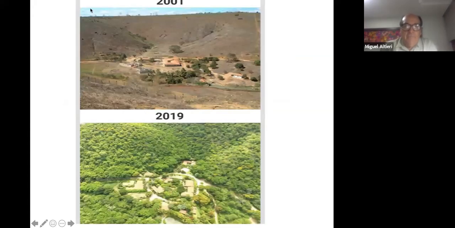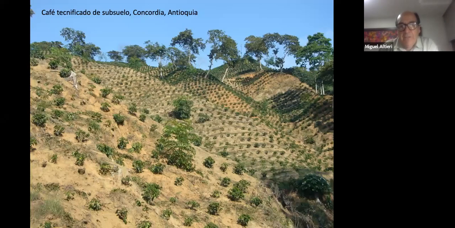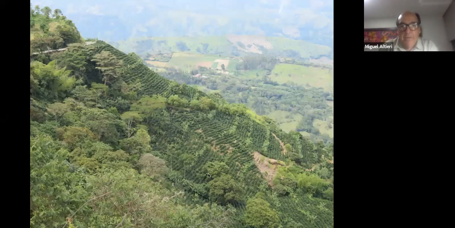So the idea is transforming, restoring. This is in Brazil, a very famous photographer has this farm, and he converted it into this in just the period of about 10 years. The same thing with coffee systems. You can have systems like this, and you can restore them to something like this by having not only diversification within the farm, but also working in creating a complex landscape matrix that surrounds the farm.